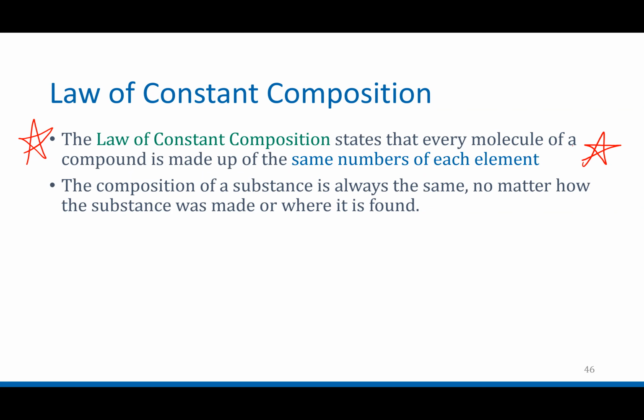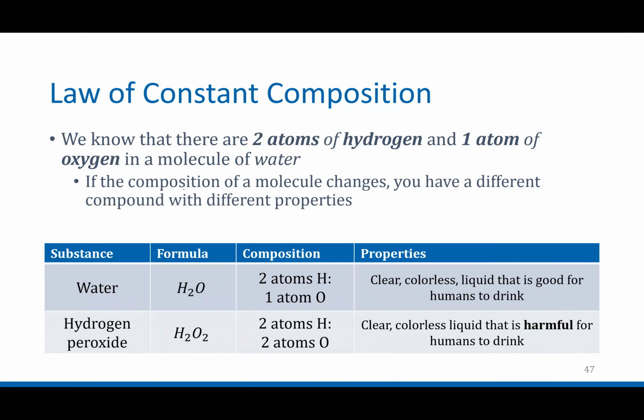The law of constant composition states that every molecule of a compound is made up of the same numbers of each element, okay? If you change the numbers of elements in the compound, you get a new chemical. So the composition of a substance, the makeup, the formula, the ingredients of a substance is always the same. And it doesn't matter if you find it on Earth, on Mars, from Canada to the Middle East, water is water, H2O.